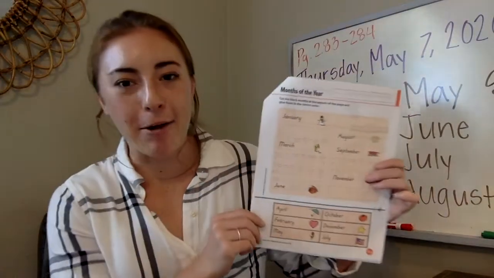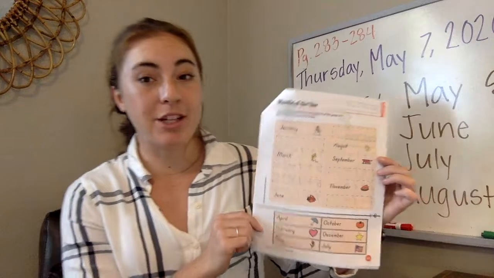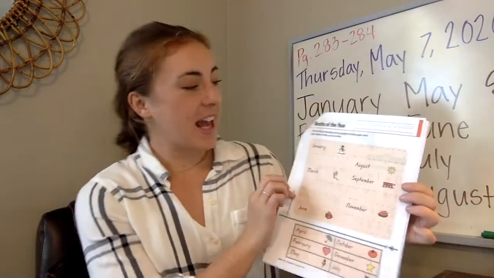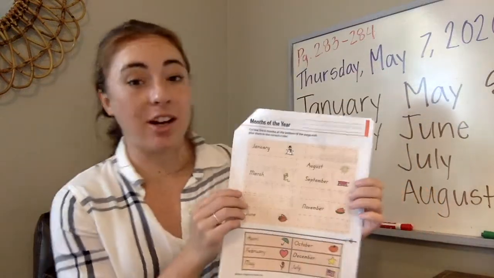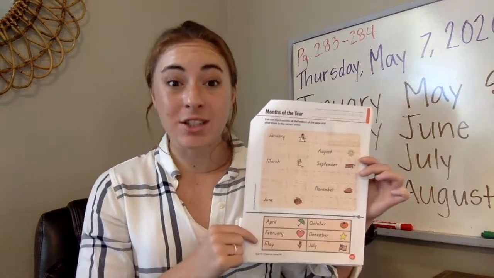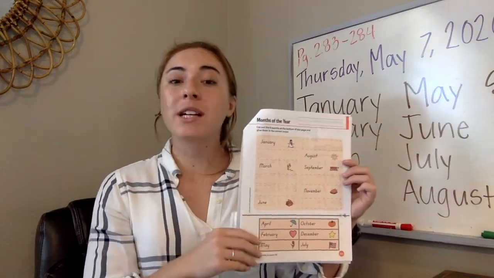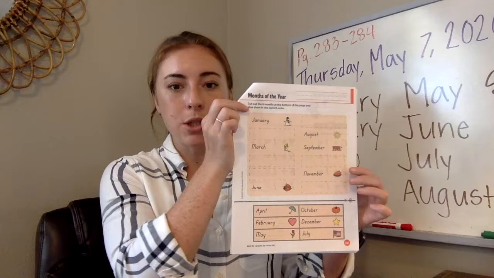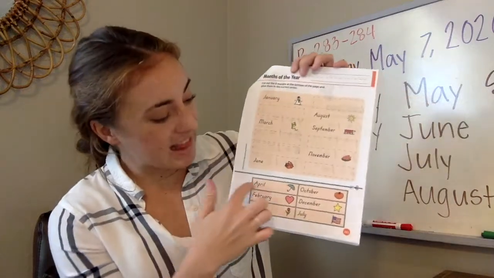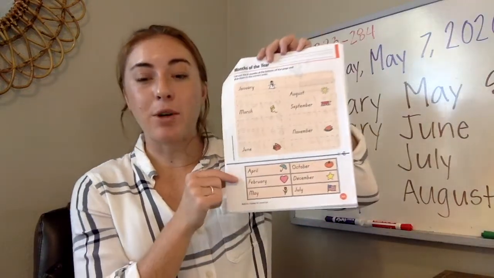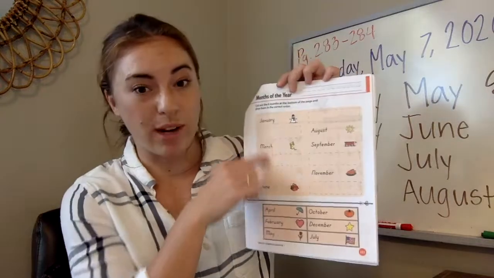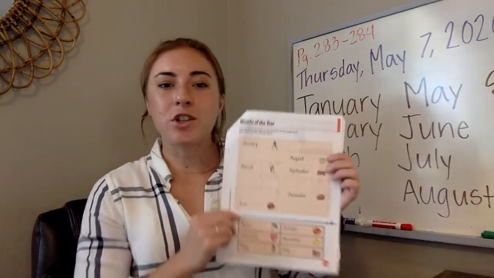Exactly. All right, friends, now let's look at our packet page. Remember, page 283. And it talks about the months of the year. For this page, you need scissors and a glue stick or some tape. So what you're going to do is we're going to cut these out and we're going to put them in the right order. So remember, what's the first month of the year?